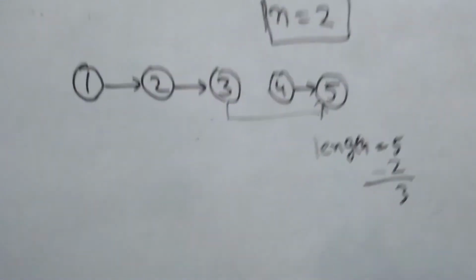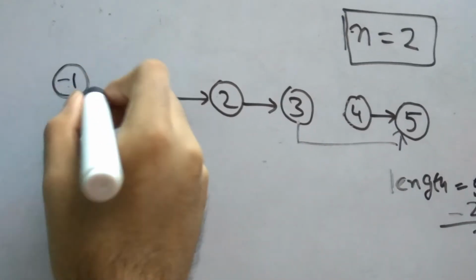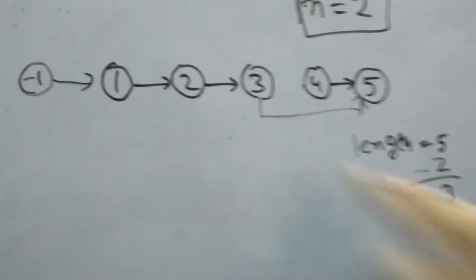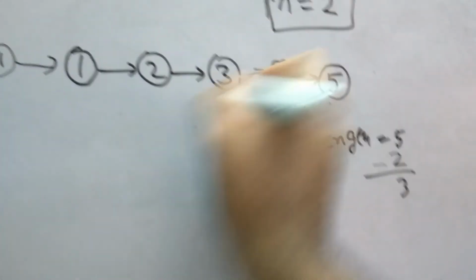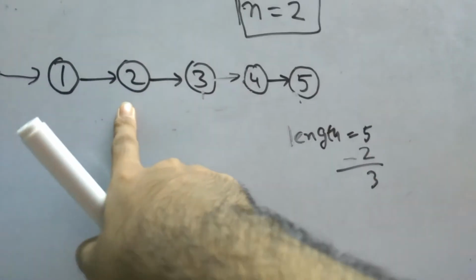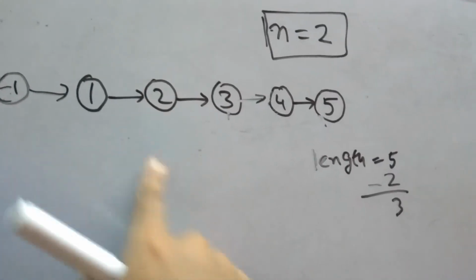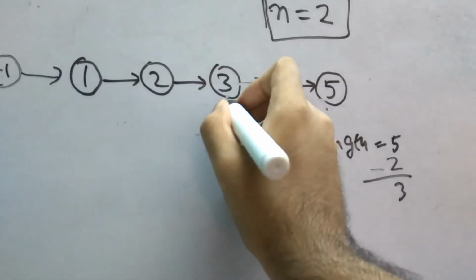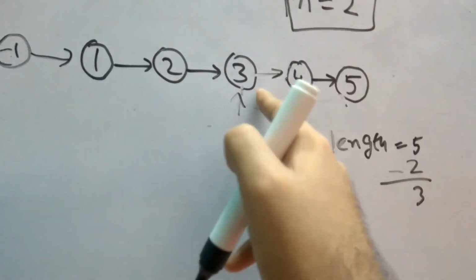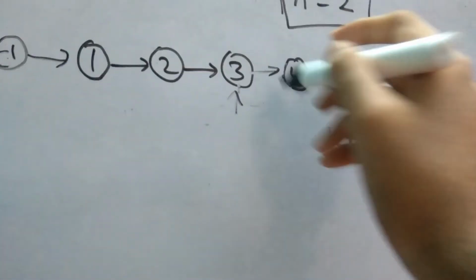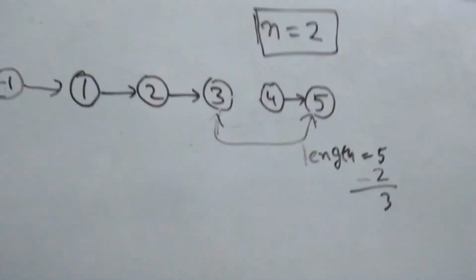So that's why we have to add a dummy node in front. Let's say the dummy node is -1. Whenever we take 3 steps, counting 1, 2, 3, and the next one, we will get the reference of this node. So we simply make the next of this node as next of next. We move this pointer to here so that this node will be deleted. This is the simple way of doing things.